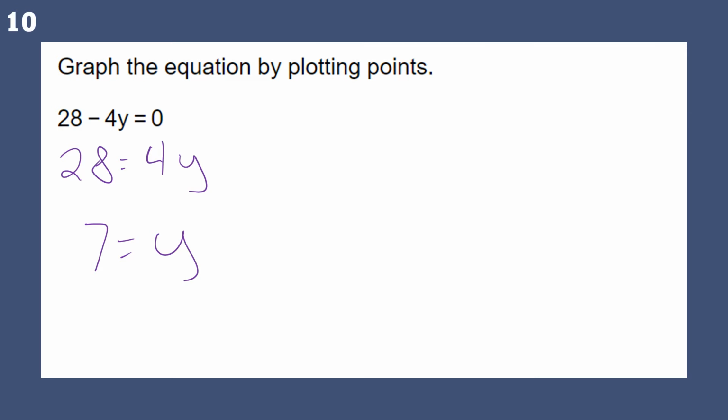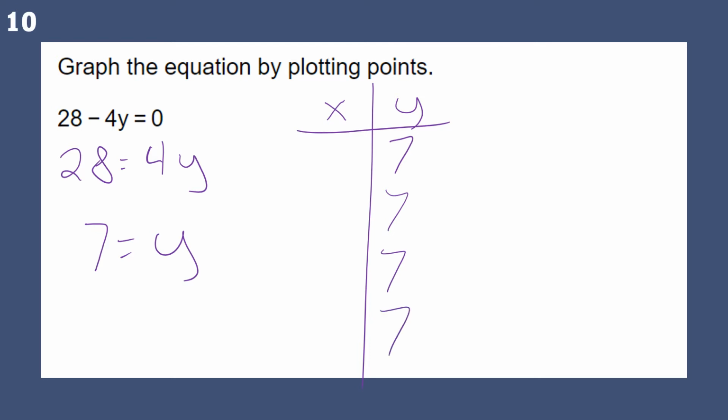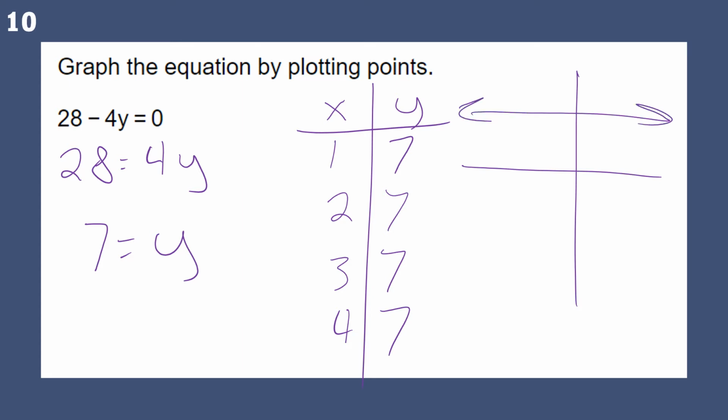So if I were to make a table and plot a bunch of points, I don't need to plot a bunch, I only need to plot a couple. I need an x and a y. So I know my y. My y is 7. My y is 7 when I plug in what for x? Well, actually, my y is always 7. This is a constant function because the y is always 7. In fact, there's no place to plug in the x. I could plug in a 1, but there'd be no place to put it. Okay, so this is going to be that horizontal line at y equals 7.